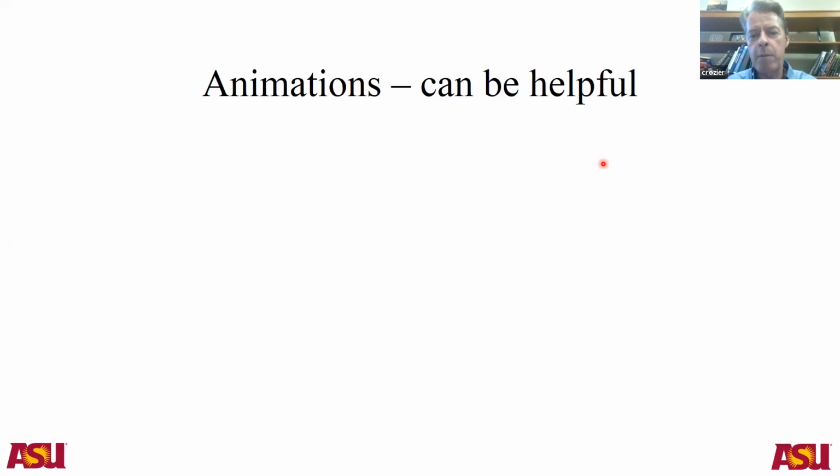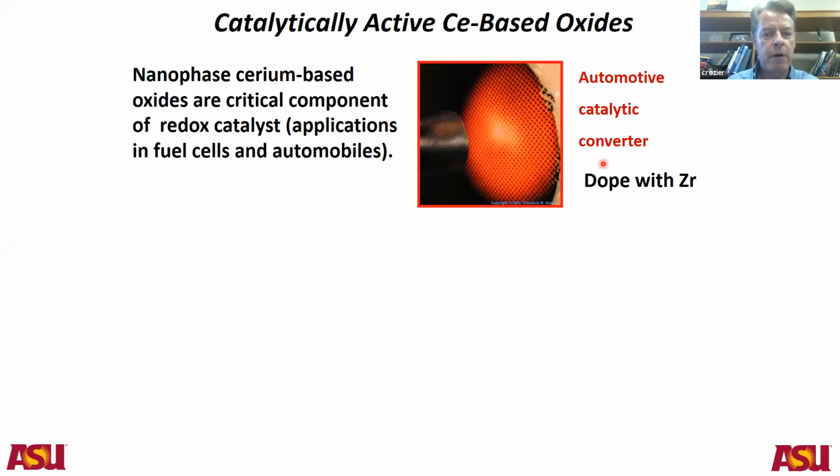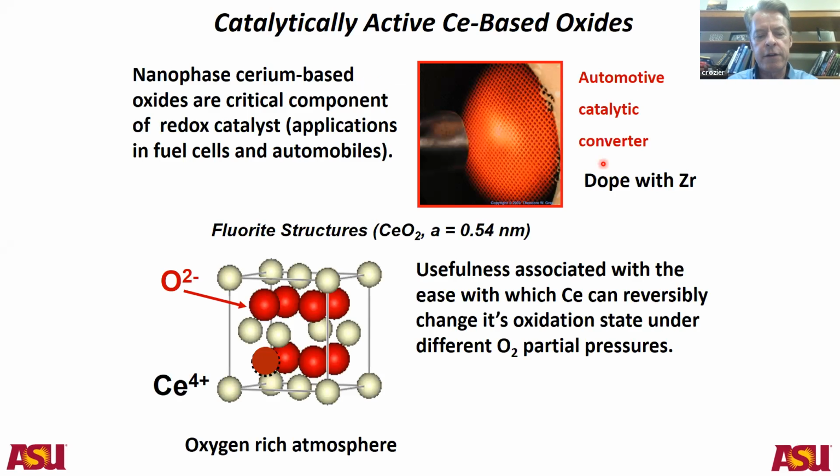Animations can also help. I tend to use them sparingly. For example, this is an example of ceria that's used in a catalytic converter, and the idea is, during the functioning of the catalytic converter, the oxygen is popping out of the lattice. So something very, very simple like that.